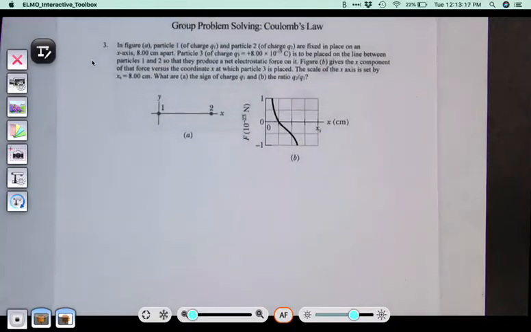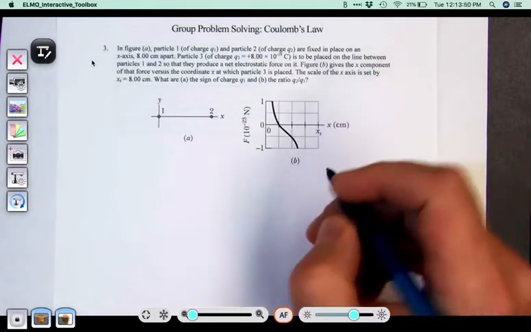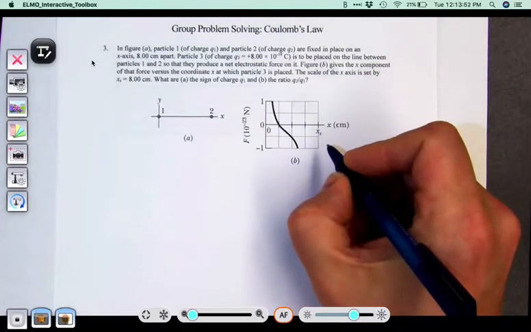The final problem of this problem-solving set reads as follows. In figure A, particle 1 of charge Q1 and particle 2 of charge Q2 are fixed in place on an x-axis. Particle 3 of charge Q3, which is 8 times 10 to the negative 19 coulombs, is to be placed on the line between particles 1 and 2 so that they produce a net electrostatic force on it. Figure B gives the x component of that force versus the coordinate x at which the particle is placed. The scale of the axis is set by 8 centimeters. And what are the sign of charge Q1 and the ratio of charge Q2 to Q1?